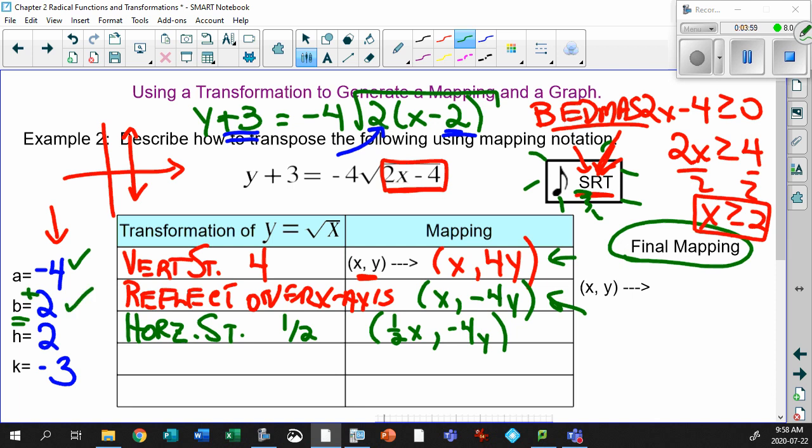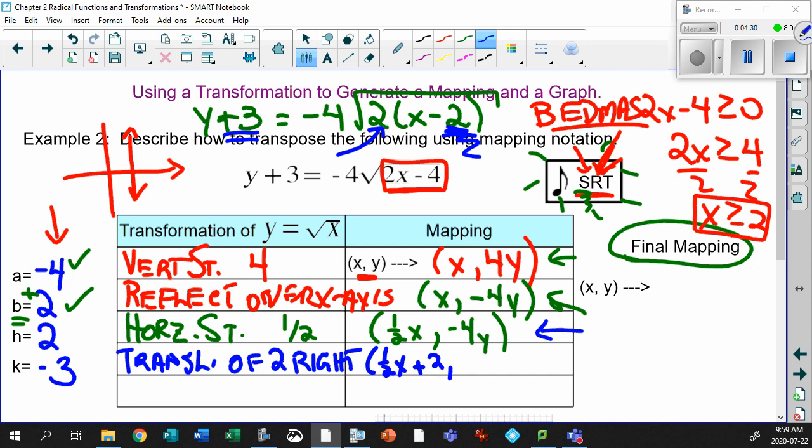Let's go to the H value now. The H value, which we know is here, right, of 2, that is a horizontal. So let's look at this. We're going to say that this is a translation, okay, translation of 2 to the right. So moving left and right is, of course, an x component. So what this is going to become is this is now going to evolve again. This is now going to be 1/2 x. 2 to the right means add 2, and I've still got that minus 4y that carries along here.